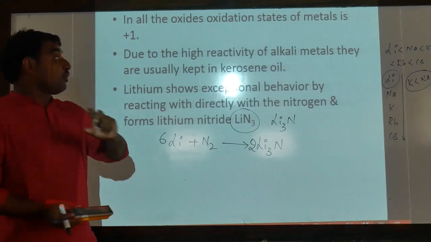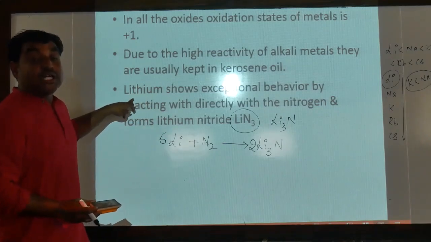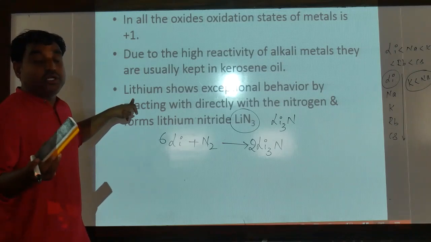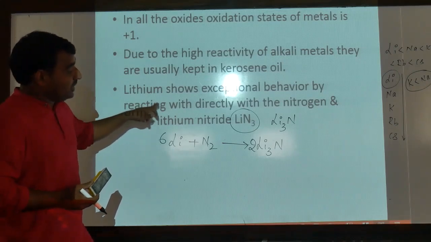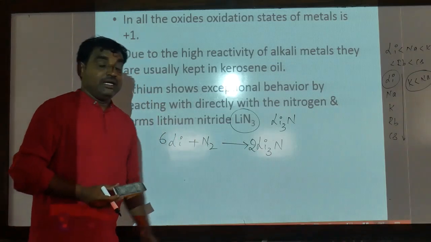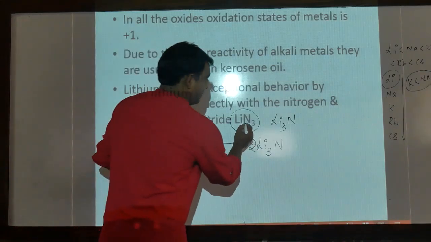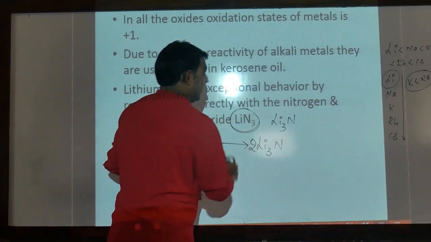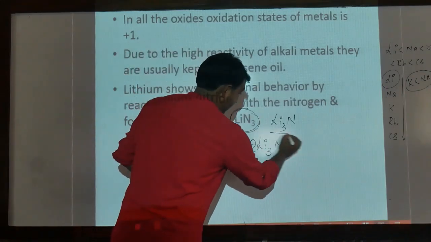This is one more property of lithium. Other than lithium, sodium, potassium, rubidium, cesium will not react with nitrogen. Only lithium will react and form lithium nitride. So you have to make it correct. This one is not Li3, this is Li3N.